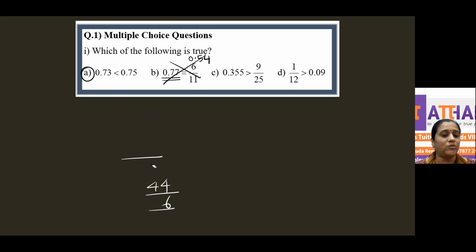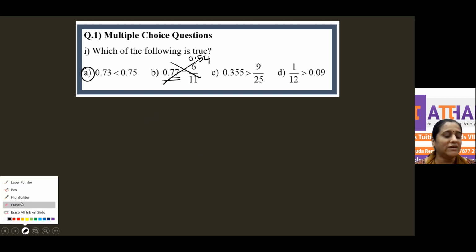Now look at that 9 by 25. What is the denominator? 25. Can you bring 25 to 100? What are 25 ones? 25. 25 twos are? 50. 25 threes are? 75. 25 fours are? 100. Okay, now what we'll do is multiply.